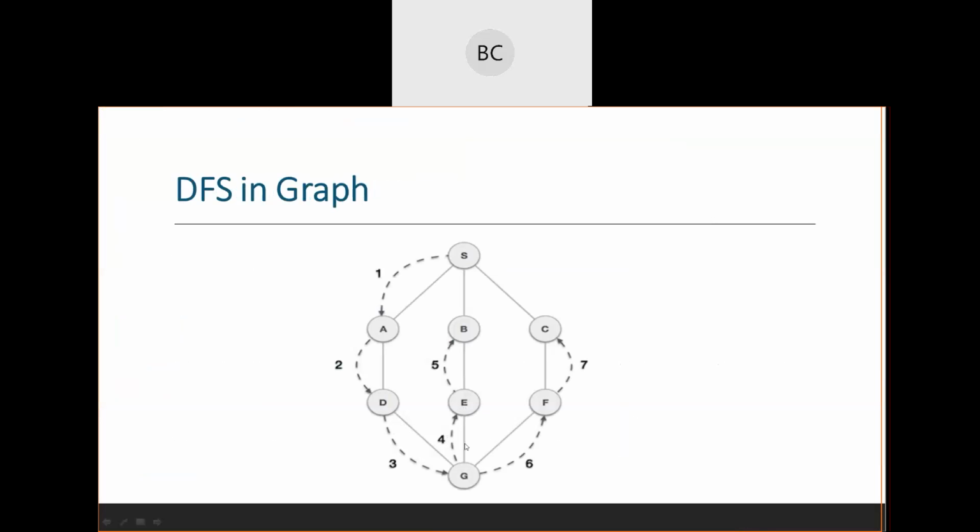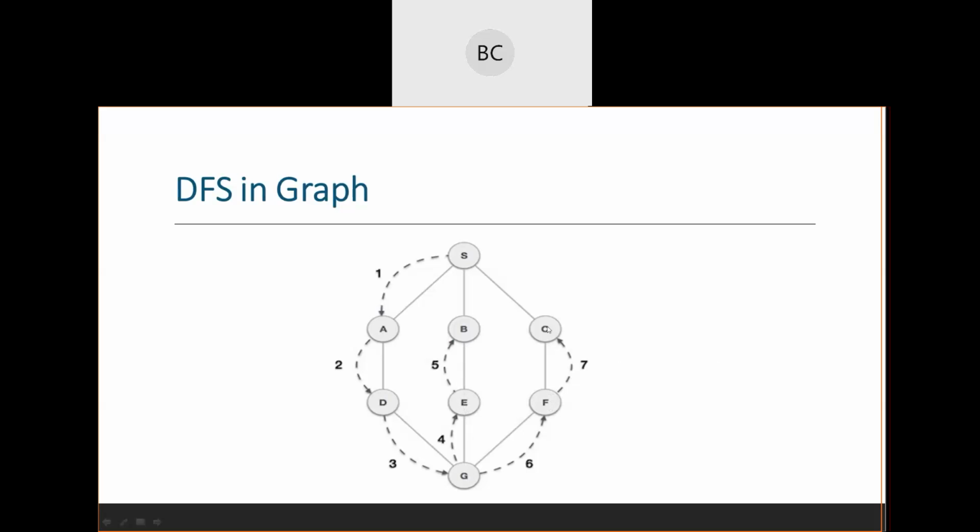Okay, G. So now from G, there are two adjacent nodes E, F, correct? D is already visited, so you have two options. Either you can go to E or you can go to F. In this case, I'm just following the alphabetic order, so I'll just go to E first. Okay, from E, again I'll check if there is any adjacent node. You can also go to F, not a problem.